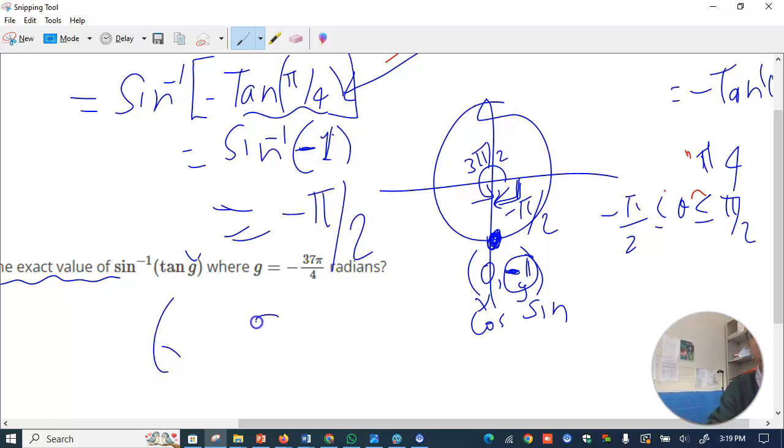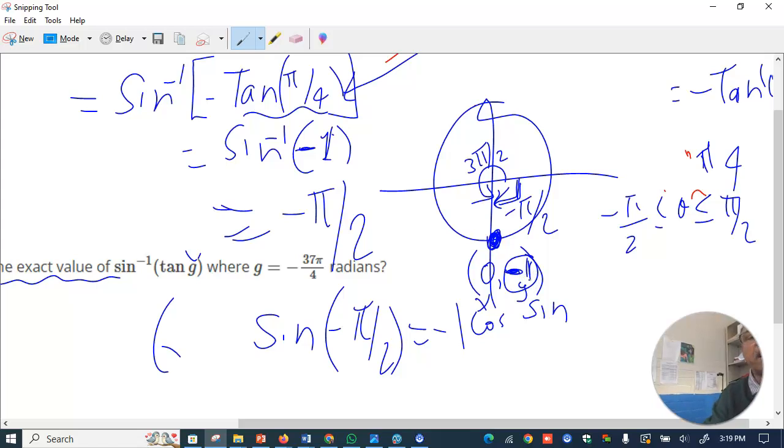And that's the only way you can, sine of minus pi by 2 is minus 1. Here it is minus 1. Okay, so hope that helps. Let's do another two and I'm done.